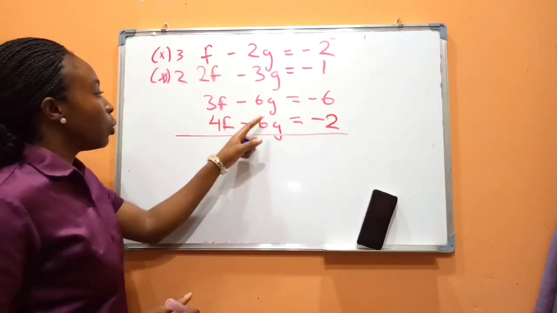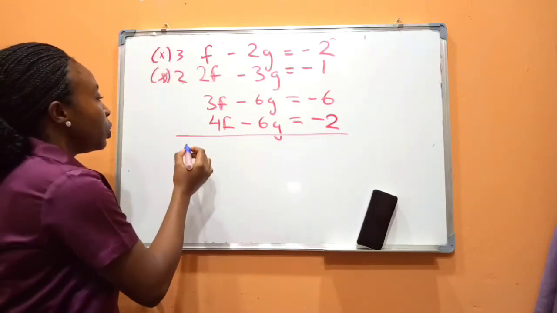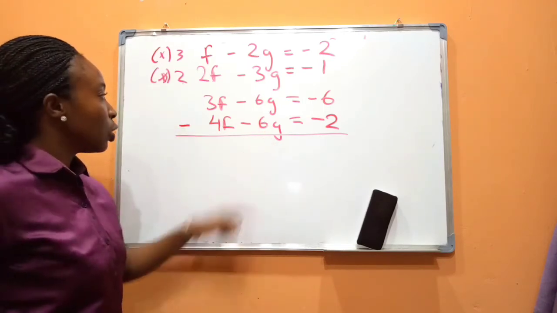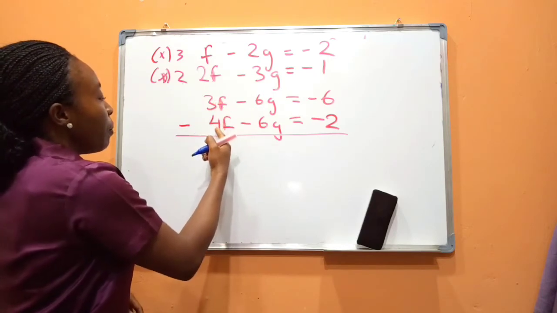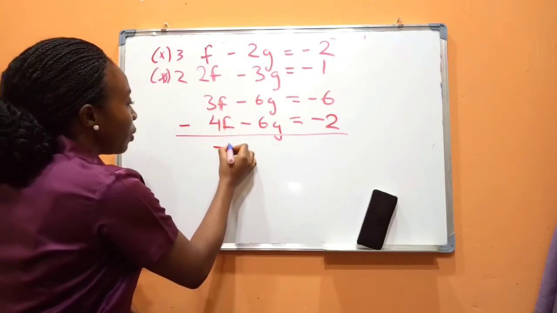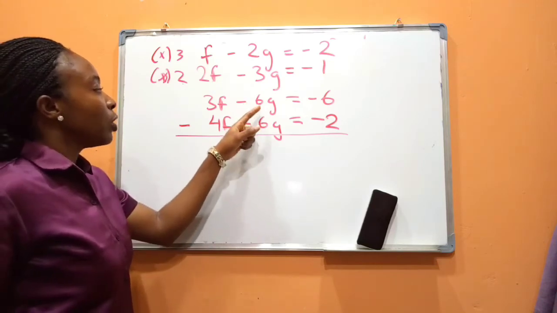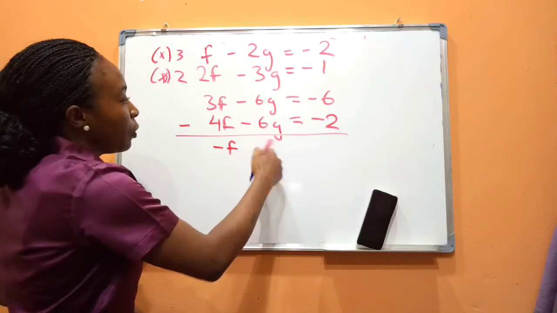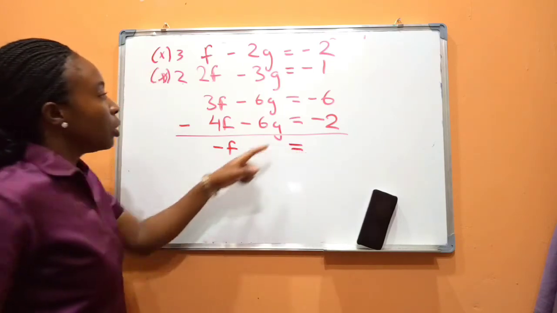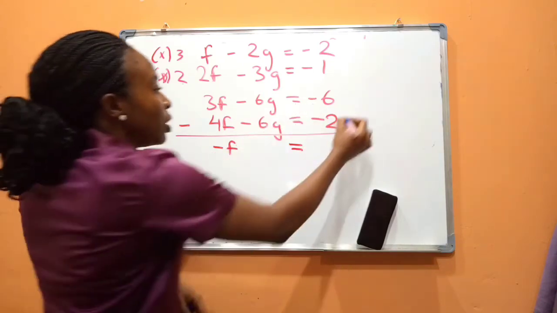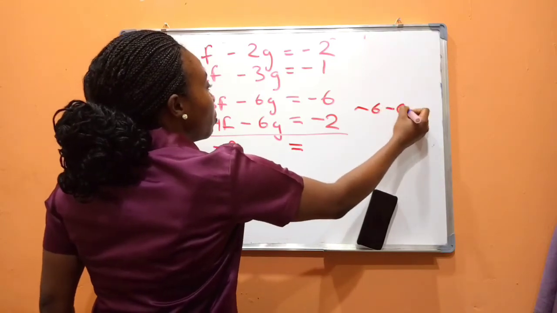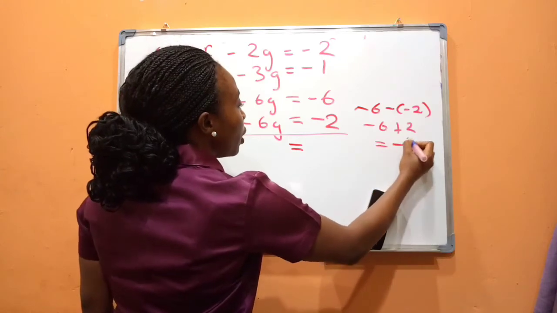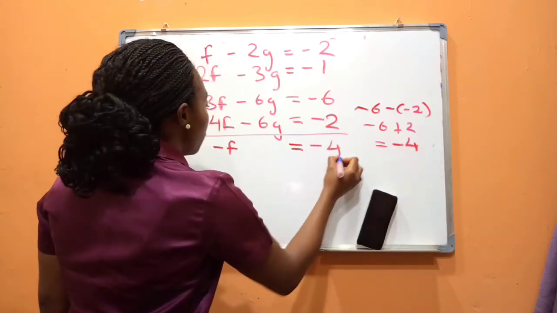Let's think of the sign we need to use. We simply introduce minus, okay, so that we can eliminate this. So we have 3f minus 4f gives us minus f. Then when you say minus 6g minus 6g, you're going to have 0 here, which is equal to, we now have minus 6 minus 2. So we have minus 6 plus 2 equals minus 4. So we have minus 4 here.